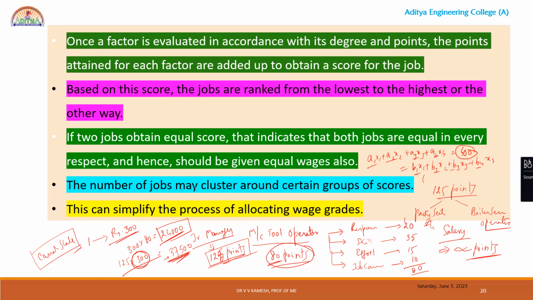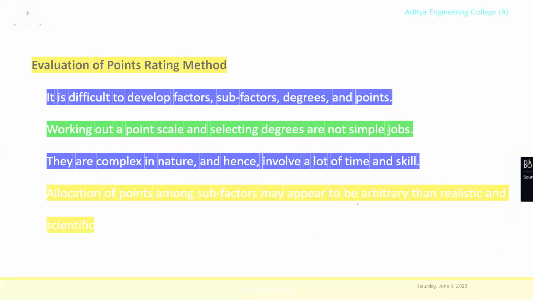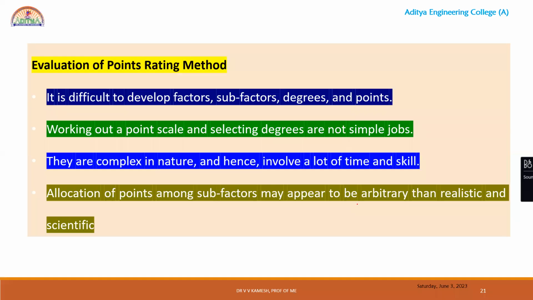Okay. And the number of jobs may cluster around certain groups of scores. So this is a nominal one, and this can simplify the process of allocating wage grades. So for the evaluation, we need to discuss the pros and cons of a particular method.